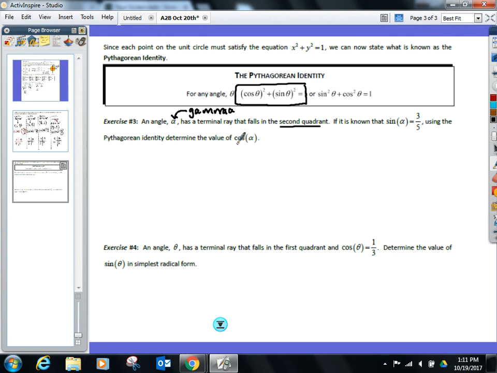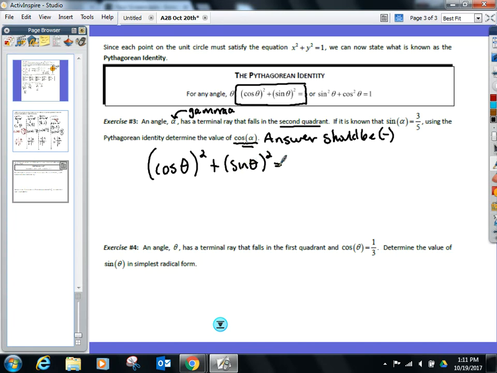All right, well, we're in quadrant 2, so the answer should be, remember what we did today? Cosine's in quadrant 2, so the answer should be negative, because I know cosine is negative in quadrant 2. Now how do I find that negative answer? I go to my Pythagorean identity, cosine theta squared plus sine theta squared equals 1. I already know the value of sine. That's 3/5. So I plug in 3/5 for the sine of the angle. No, I don't put the sine with it because I already know the full value is 3/5. Squared equals 1.